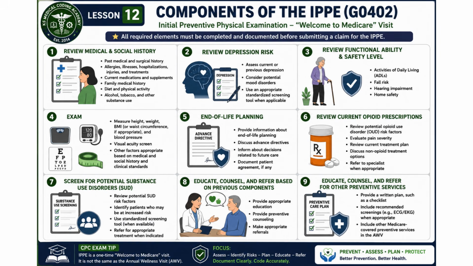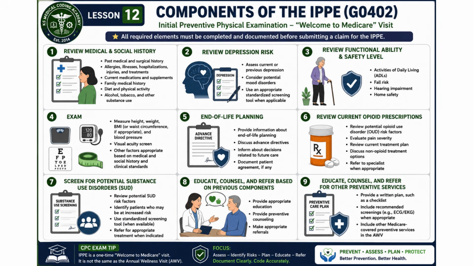Component 7 is screening for potential substance use disorders, or SUDs. The provider reviews potential risk factors and, when appropriate, refers the patient for treatment. A screening tool may be used, but the important coding concept is that the required assessment and appropriate follow-up are documented. Component 8 is education, counseling, and referral based on the previous components.